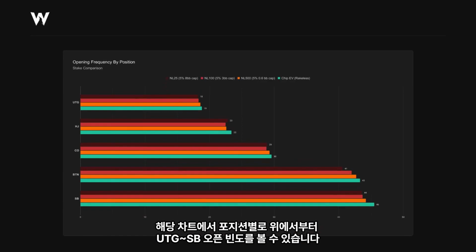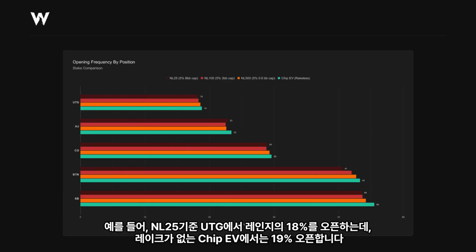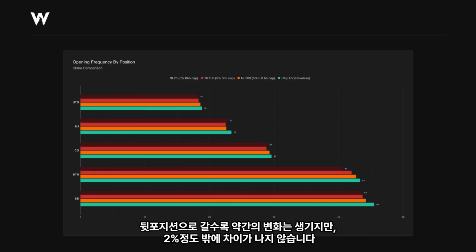In this chart, we're showing the opening frequency by position from under the gun at the top to small blind at the bottom. Now, you'll notice that the opening frequencies stay about the same. So, for example, under the gun is opening 18% of their range at NL25, and they're opening 19% of their range in chip EV. And so it's very, very close. There's not a huge difference between chip EV and micro-stake solutions here. There are some small changes as we get to the later positions, of course, but only about 2% or so.